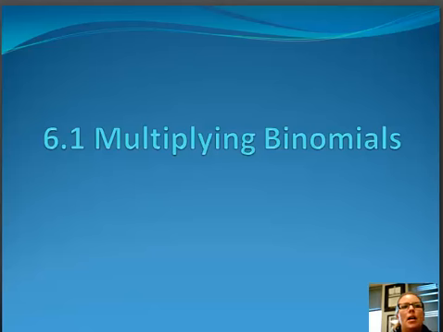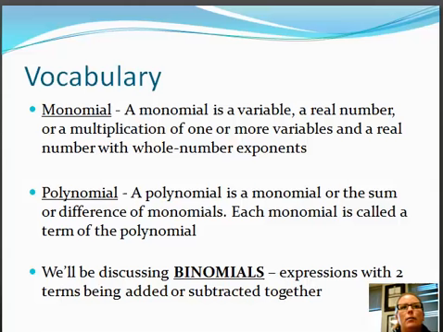So here we go. Our first thing we're going to talk about is the vocabulary that is associated with multiplying polynomials. Okay, so when we talk about polynomials, we first need to think about what is a polynomial. Well, a monomial, meaning mono, meaning one, is a variable, a real number, or a multiplication of one or more variables and a real number with whole number exponents. So we see these all the time, right?